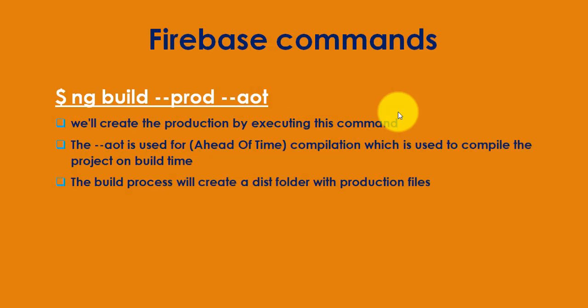So first, the initial command is ng build --prod and AOT, and this build process will create a dist folder with the production files, and it will be generated automatically. So there you can find all these production files after successful execution of this command.